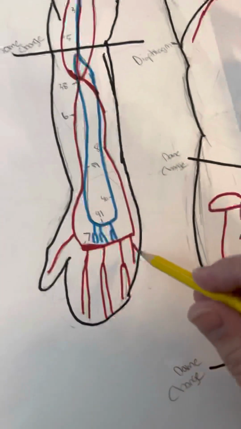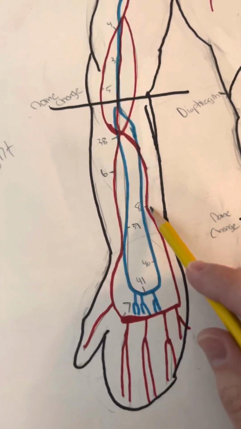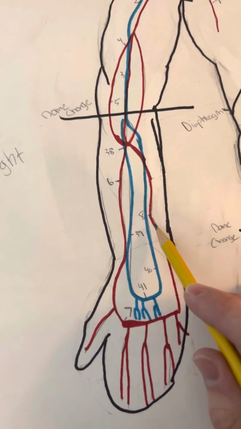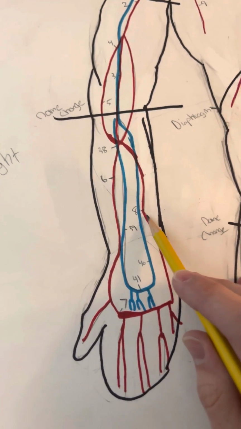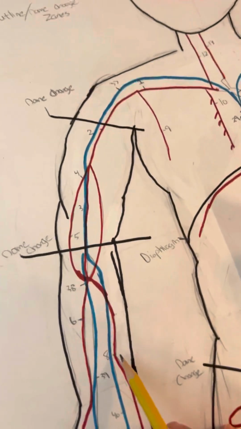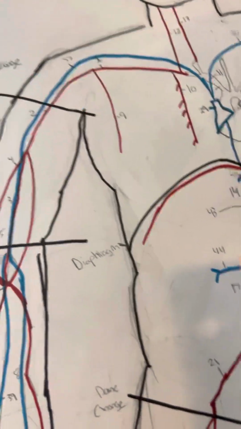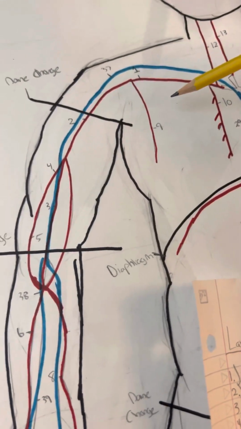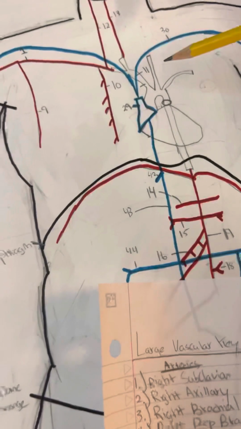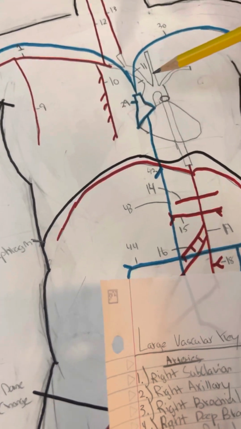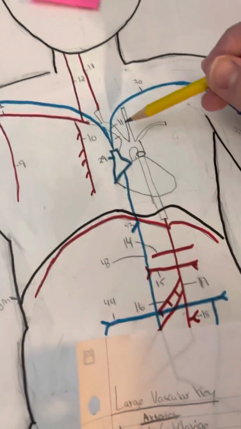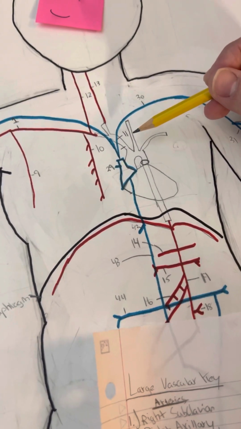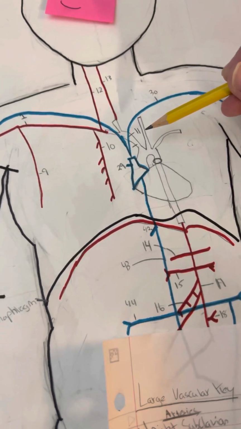Back up the right side of the arm here to 8. The red is the arteries, the blue is the veins. So that is going to be the right ulnar, all the way back up to underneath the clavicle here. So we're going to the right subscapular over here to 10, which is going to be the right internal thoracic. Then we got 11 here, which is going to be the brachiocephalic trunk, hard word to say.